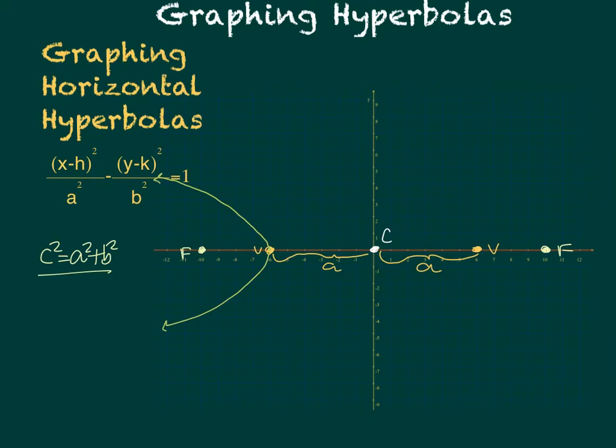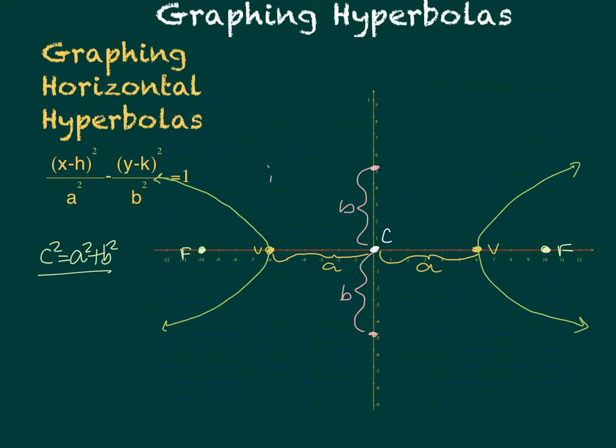But sometimes it's easiest if we draw our asymptotes first. So that's what it looks like. If we draw our asymptotes first, that's going to correspond to our b, so that's going to go up. So this distance right here would be our b. That's our b.